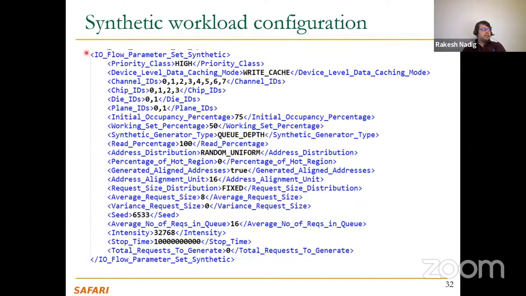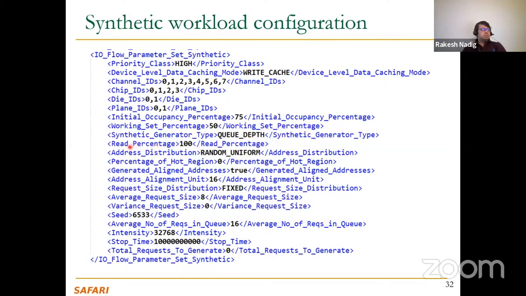So in this, we again need to add an entry into the XML file, something like IO flow parameters set synthetic, which will define the synthetic workload. And we have similar entries like the trace-based workload for synthetic workload as well. But since it generates its own request, we need to define the address distribution, the queue depth, whether the workload has to be generated based on the queue depth or something else.